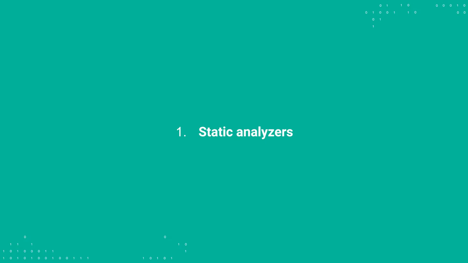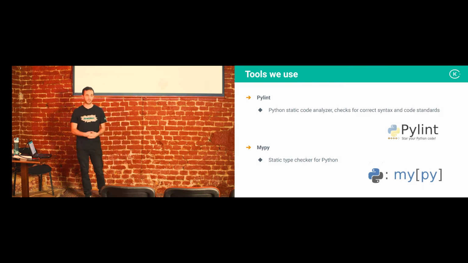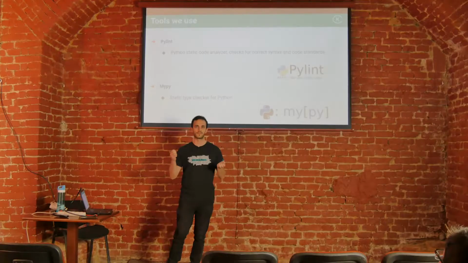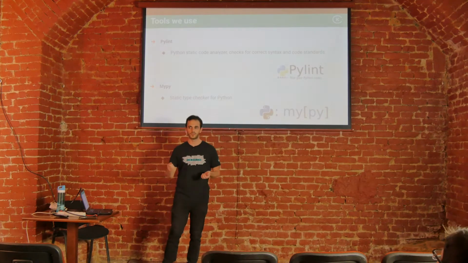So the first kind of tools we can use are static analyzers. Probably many of you already heard about these tools. The first one is Pylint, a static code analyzer, and it checks code for syntax and code standards, so it checks if you didn't forget to import the library before you use it, or declare the variable before you use it, or if you define a variable, it is not a function, you cannot call it.